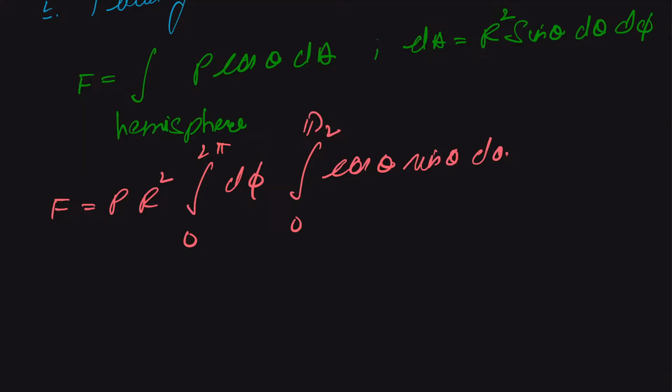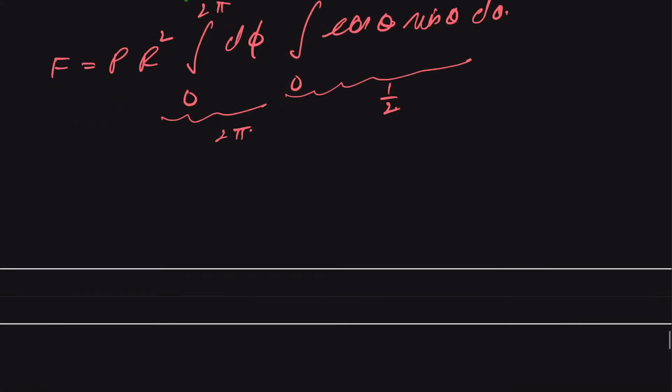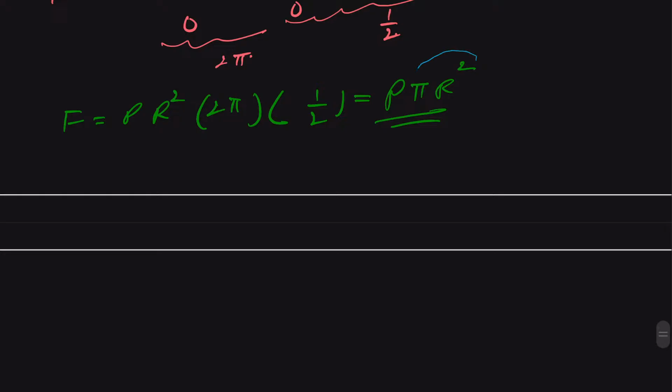And the integral is quite easy to solve. We get this inner one is going to give us 1 by 2 and this outer one is going to give us 2 pi. Therefore, we can write that force F will be equal to P r square times 2 pi times 1 by 2, which comes as P pi r square. So like I said, this term pi r square is called the projected area.